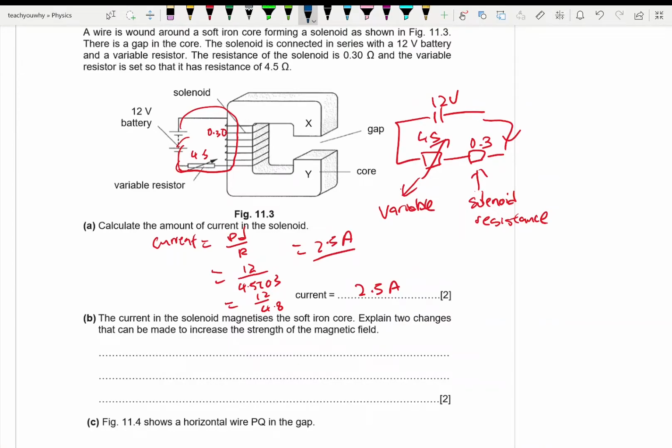The current in the solenoid magnetizes the soft iron core. Explain two changes that can be made to increase the strength of the magnetic field. Now, this should be quite simple. So, explain two changes.